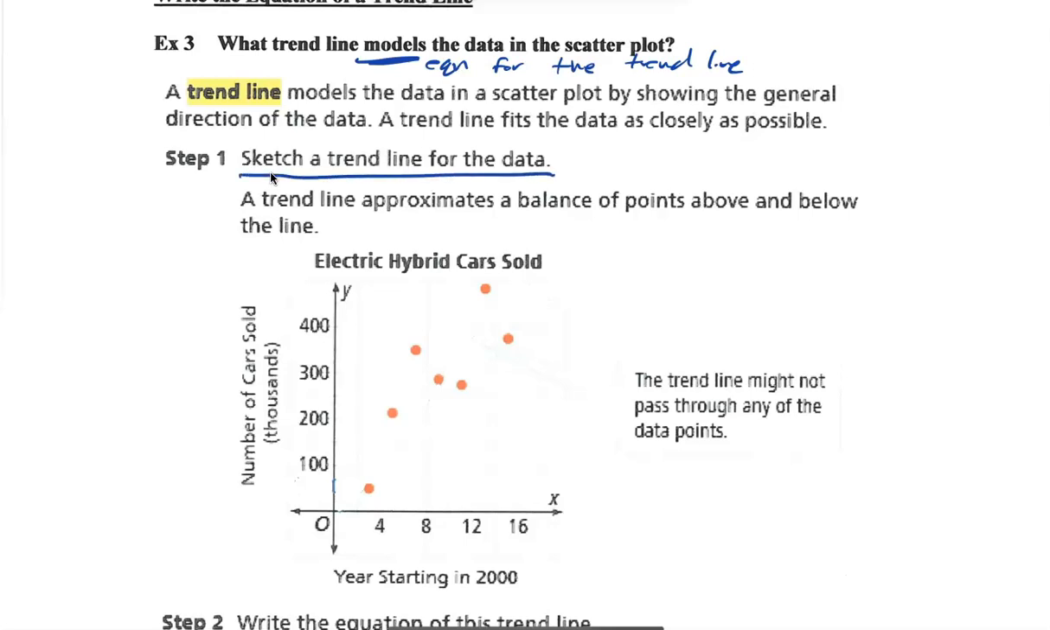So again, there's no one right way to do this. What you're trying to do is get kind of in between most of the points. Let's make something like this. Notice how I don't hit all the points. The trend line might not pass through any of the data points. You're just trying to get kind of in between, right? It's an estimation. That's why there's no one right answer to this.